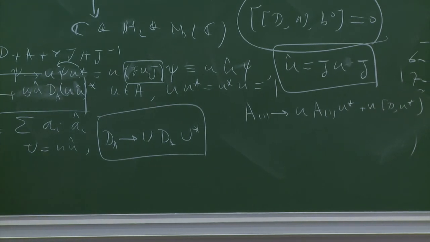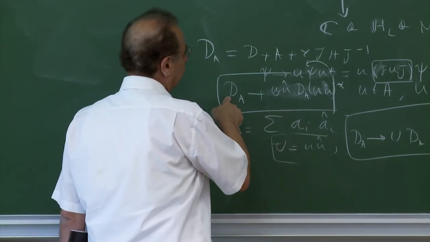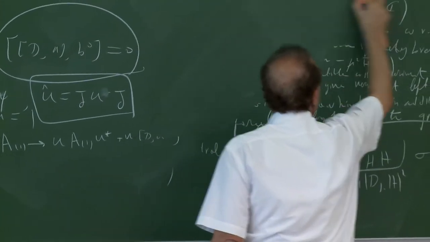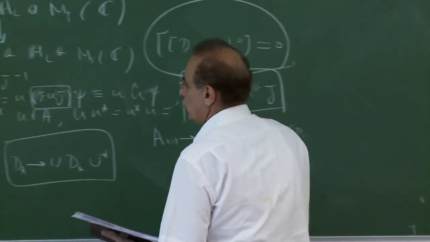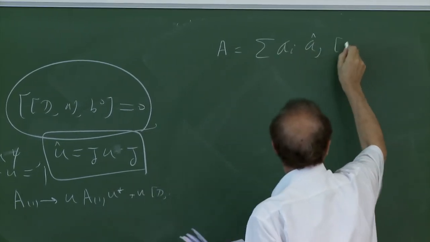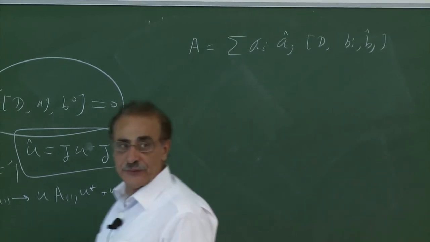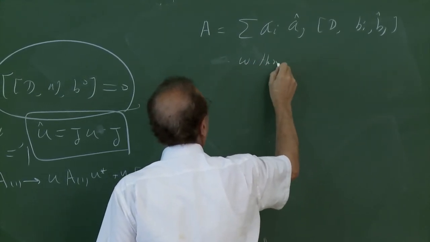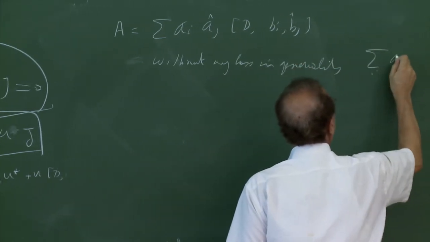So in other words, in reality one has to introduce such transformations and see what is the invariant quantity you can produce. One discovered that the A has to be written as something like a_i a_j hat times d b_i b_j hat. There is a tensor operator between them, but I will not write tensor operators. Here we can make, without any loss in generality, the summation of a_i b_i equal to 1.